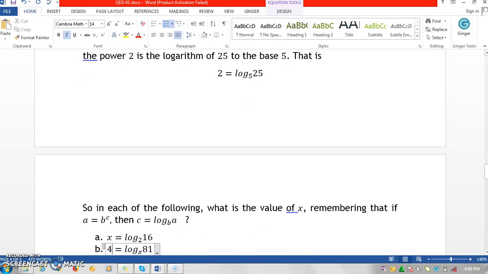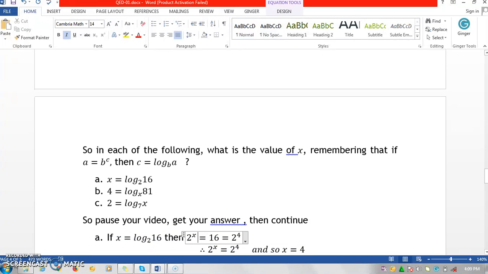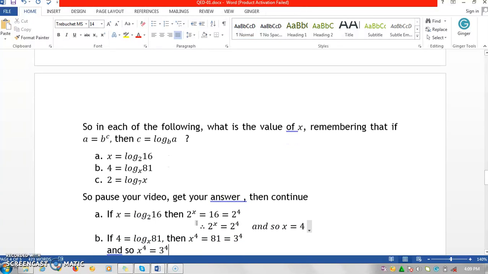So in each of the following, what is the value of x? Remembering that if a equals b raised to c, then c is equal to log a base b. Now check and what is your answer? Then go down and compare your answer with ours.